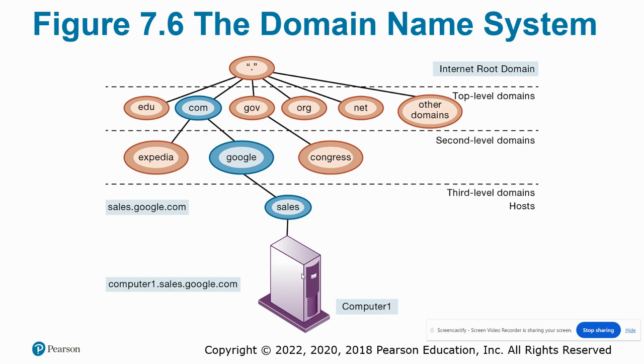The domain name system is a hierarchical system with a root domain, top level domains, second level domains, and host computers at the third level. This graphic describes how the domain name system works. Note that the root domain is the period that is used before the top level domain, such as .edu or .com.